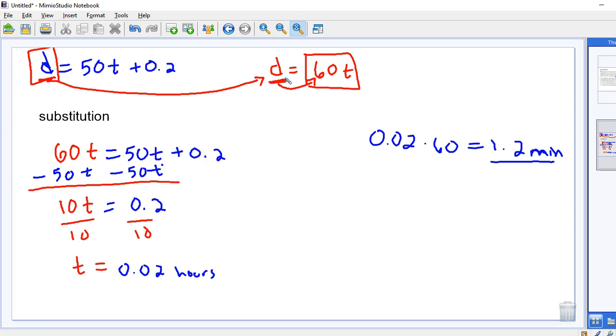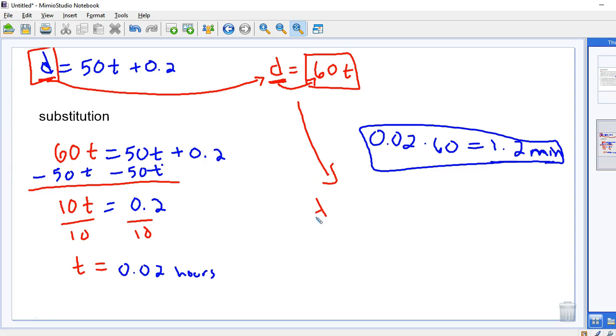So if I look at these, which one is going to be easier to use? I would say it's probably going to be this one, because all I have to do is 0.02 times 60, which I've already done. Instead of using minutes, I'm going to use this number and multiply it by here, because we have this whole thing in hours. I'm going to use this one. My distance equals 60 times 0.02.